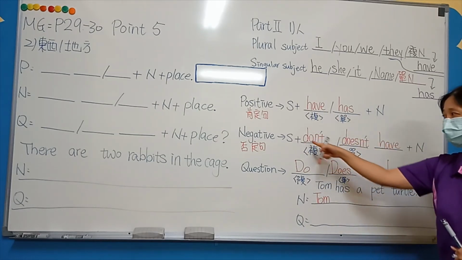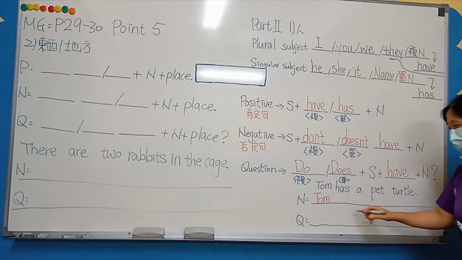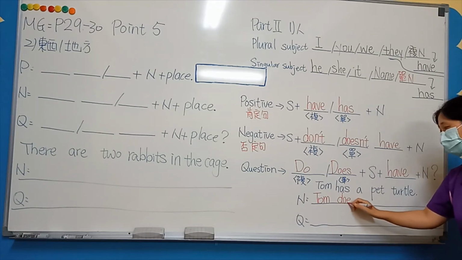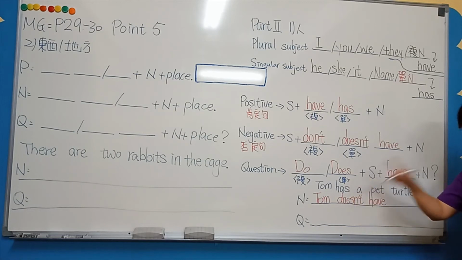Which one? Singular number 3, don't forget, is "doesn't," okay? Tom doesn't. And then Abby has. So don't forget, if you write down "has," you are careless. After "doesn't," you need to put down "have." So others, the same. Okay, finish. Tom doesn't have a pet turtle.